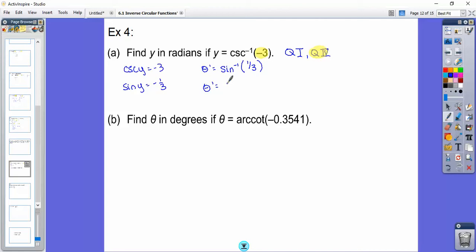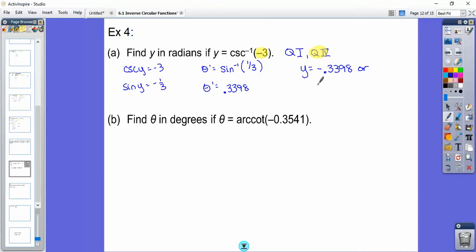My reference angle in radians is about 0.3398. I want that in quadrant 4. So for your actual answer in quadrant 4, you have two options. You could realize that in quadrant 4 that's just spinning downwards, so you could tell me the -0.3398. That's how your book will answer it.